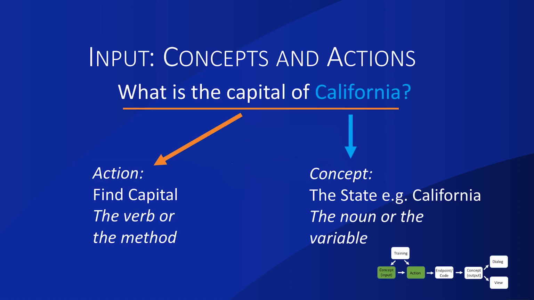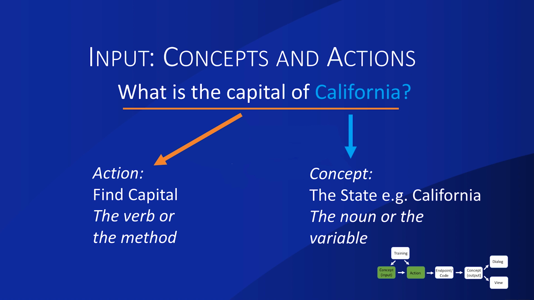Okay, so to develop this capsule, we need to first define our input. So what is the capital of California? California is that input variable. And in Bixby, you call it a concept. And then what do we do with that input variable, that concept? We need to do something with it. So in Bixby, we call that an action. We'll call our action find capital.